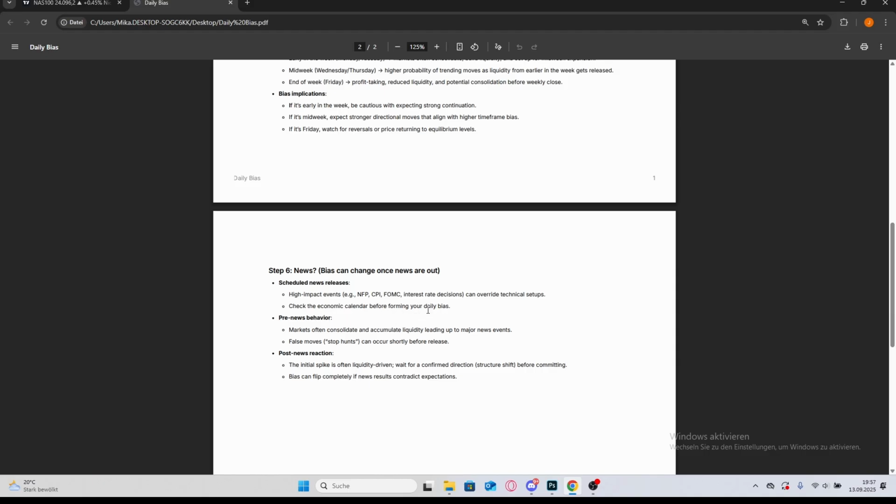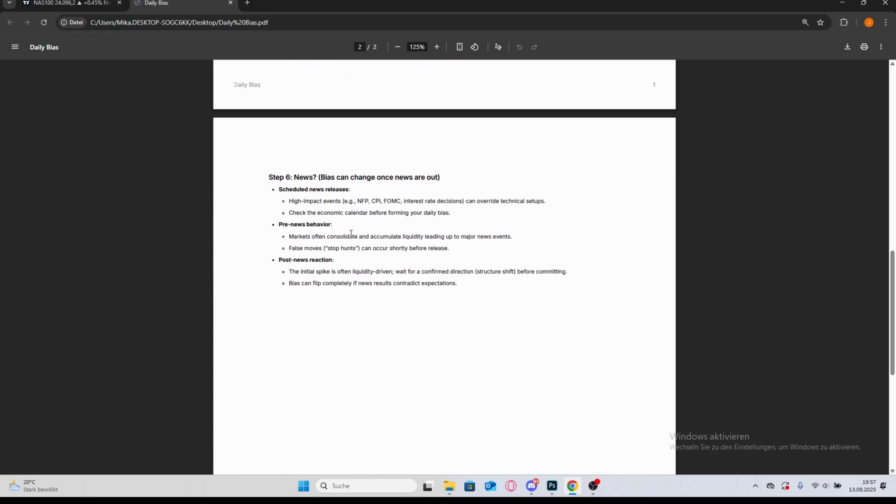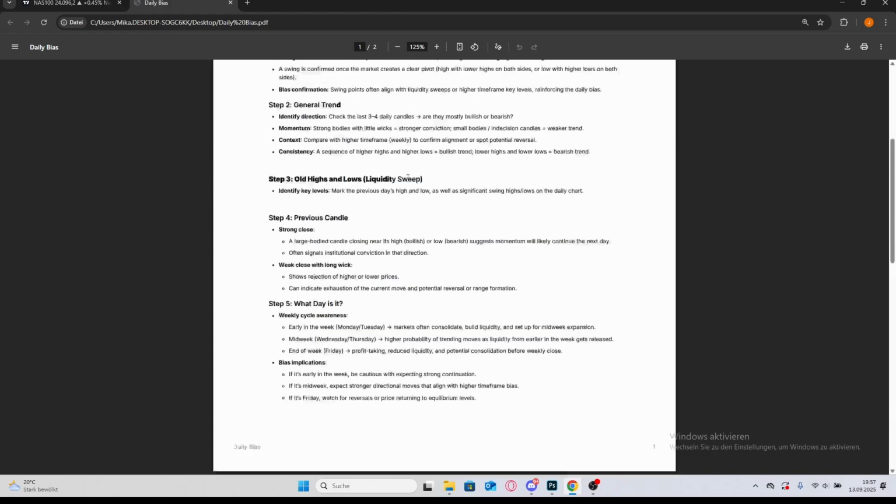So I would always wait, and I also wrote down here pre-news behavior. Often they consolidate or accumulate liquidity before the major news event, and there are also a lot of false moves. So I would just skip this. And post news, you can trade this. That's also what I do most of the time, but most of the time, yeah, I wait 1 or 2 hours. But yeah, in general, this video is about daily biases and not how to trade news. But what I want to say, yeah, always check if there are any news, because these news events really can change your biases. And that's it.